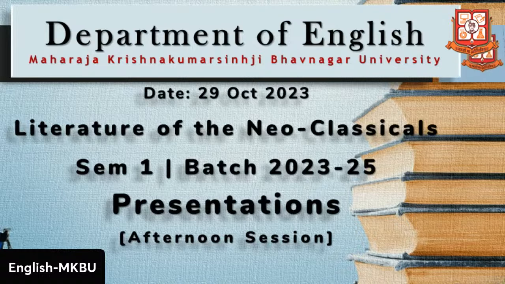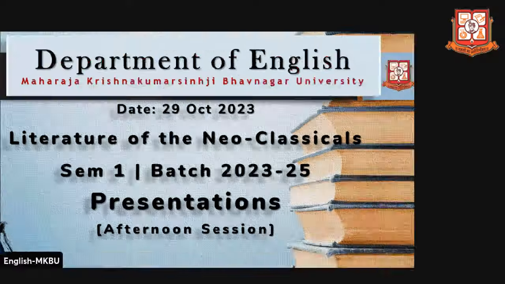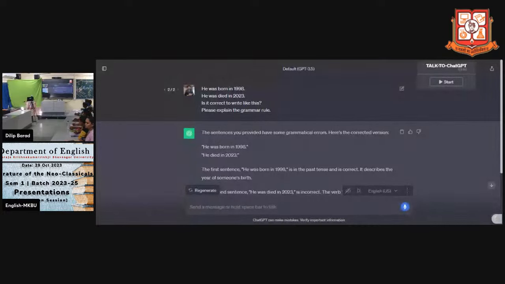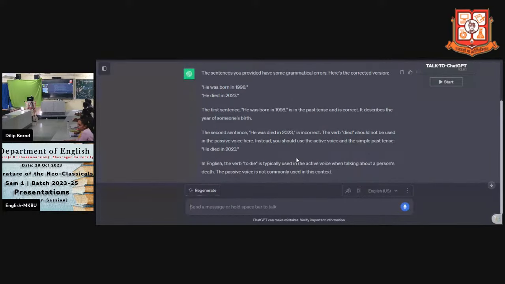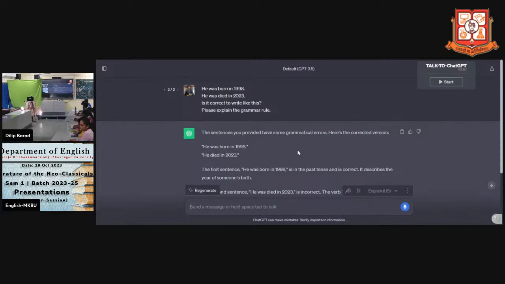And the next comes this, how ChatGPT can help you in improving the language. You can see here that you used one sentence, that he was born in this, he was died in this. So you can see that if you ask whether it is correct to say this, then ChatGPT will help to give an answer. You can see on the screen that it says the first sentence, he was born, is correct, but the second sentence, he was died, is incorrect. The word died should not be used in the passive voice. You should use the active word and the simple past tense: he died in so and so. Was is not used with died. So this way, if you ask, then you can get an idea for your topic, for your correction of grammar.